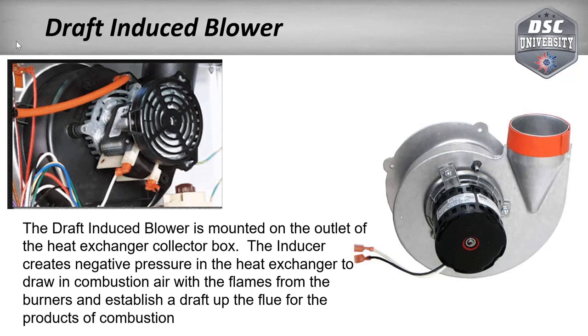Also on the furnace, we have the draft-induced blower. The draft-induced blower is up here at the top of the furnace. It comes on at the beginning of the heat cycle. It pulls air through the heat exchanger, establishes a draft, pushes that air up through the vent going out of the house, and then once the furnace fires up, it also helps to move the products of combustion through the heat exchanger and out through the vent. So it's just a more efficient way of moving the products of combustion out of the heat exchanger.